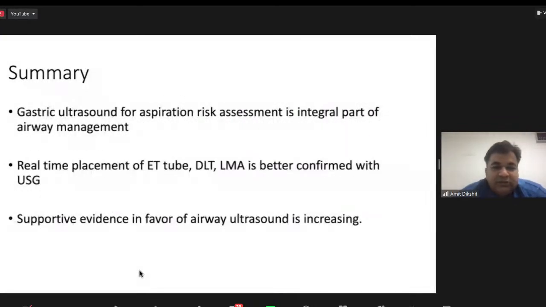Gastric content aspiration is an integral part of airway management. Real-time placement of ET tube, DLT, LMA is better confirmed with ultrasound, and especially as you are in a teaching institute. And there is large supportive evidence in favor of ultrasound.